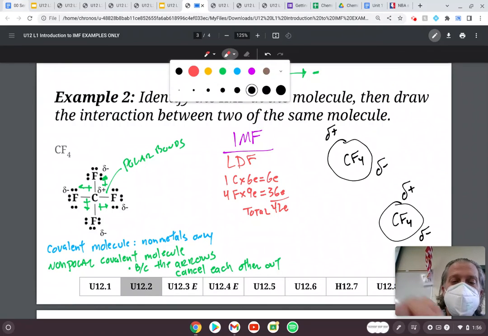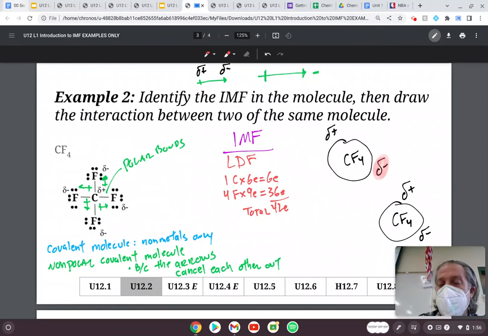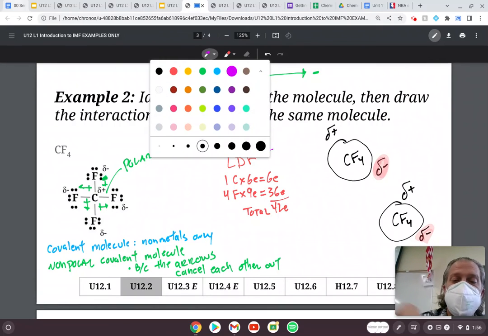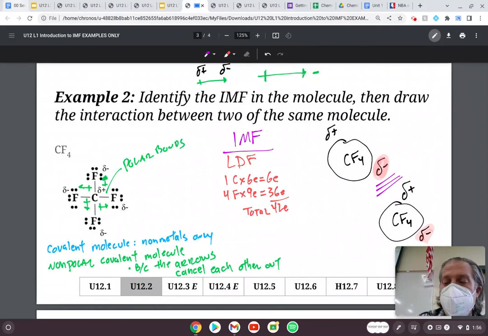So at this point, we now have said that all 42 of those electrons are shifting over to this side of that carbon tetrafluoride, and all 42 electrons in the second one are shifting to that side. So what that creates is an area where there's going to be a slightly positive side of one of the molecules and a slightly negative side of the other molecule, and that will be where the force of attraction is. Does that make sense?